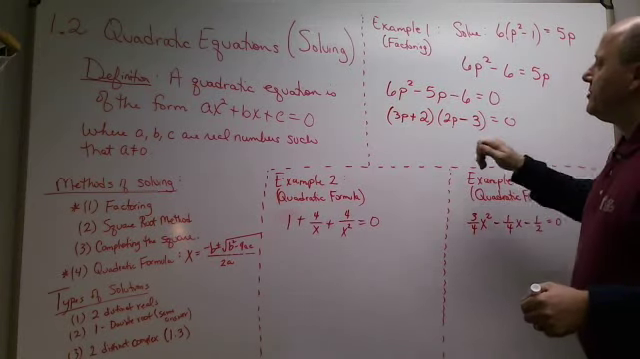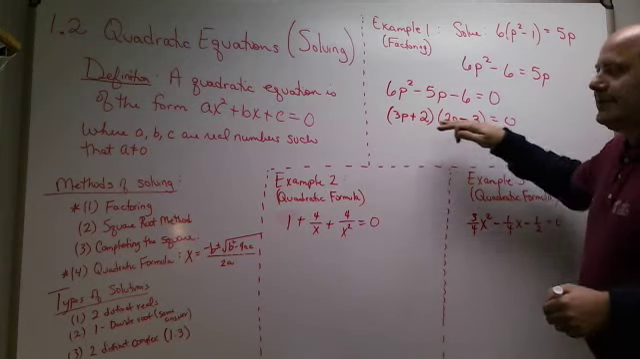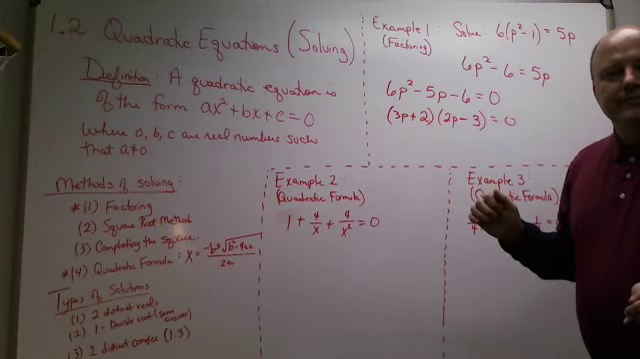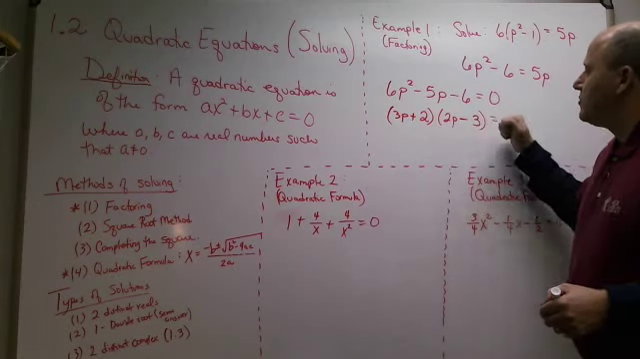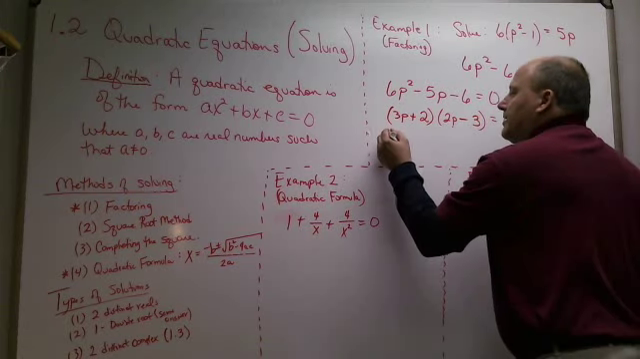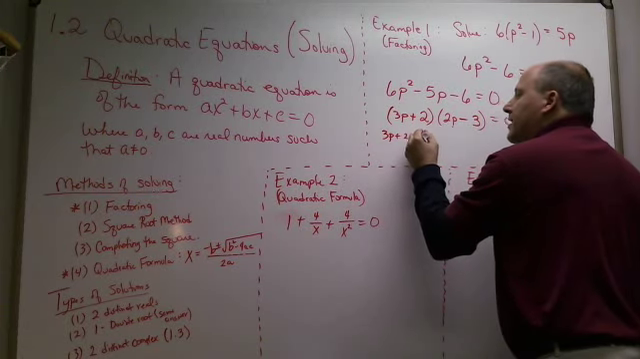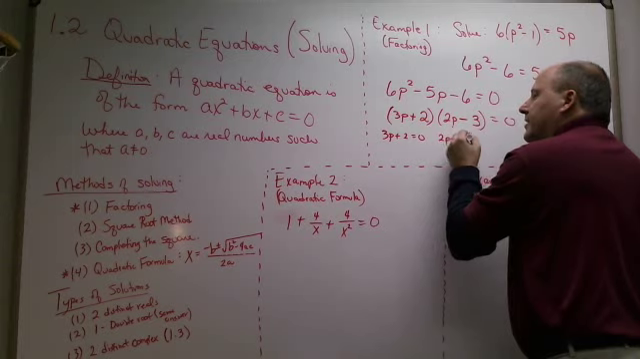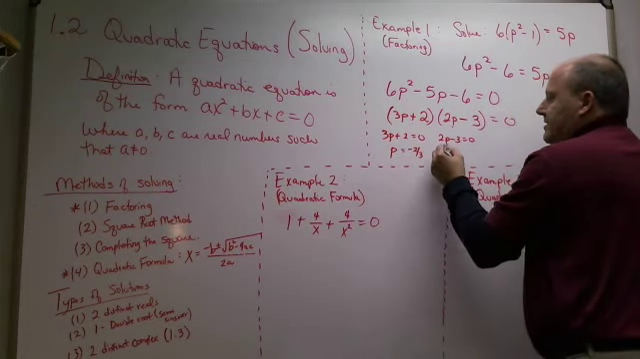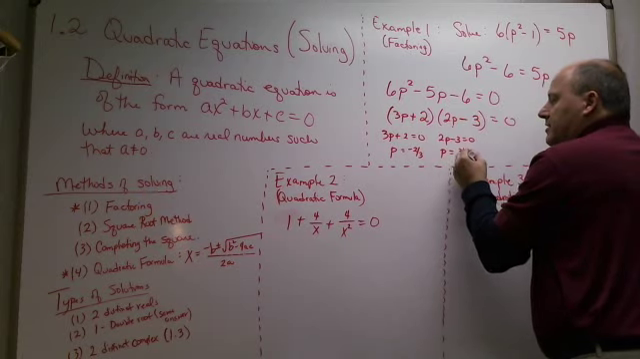And the reason factoring is so nice is because once you get to this point, if you multiply it out, it should give you 0 either way. So this times this equals 0 only when this equals 0 or this equals 0. So 3p plus 2 equals 0, and 2p minus 3 equals 0. In this case, p is negative 2/3, and in this case, p is 3/2.